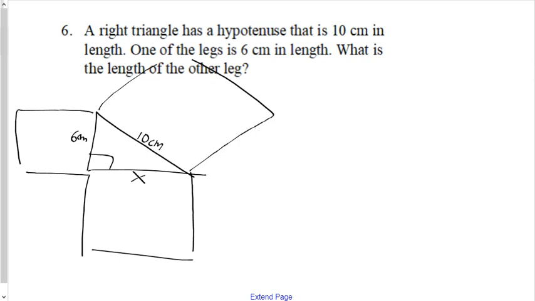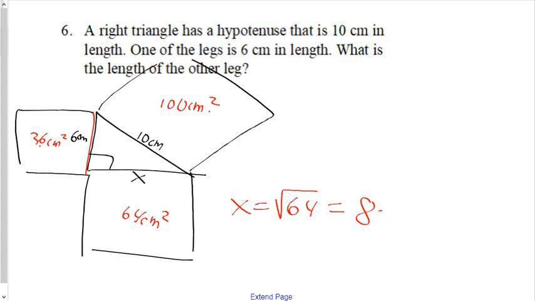Since I know the length of the hypotenuse is 10, the area is 100. Since I know the length of the leg is 6, the area is 36 centimeters squared. And this plus this has to equal this. So by using subtraction, 100 take away 36 tells me this square's area has to be 64 centimeters squared. And therefore, Abby, what's the side length? 8. So therefore, x equals the square root of 64, which equals 8 centimeters. That was probably the easiest question on the test, maybe.